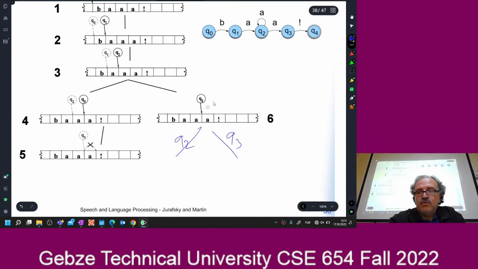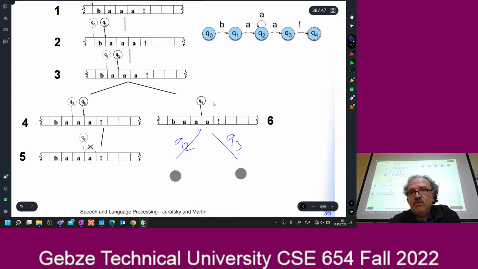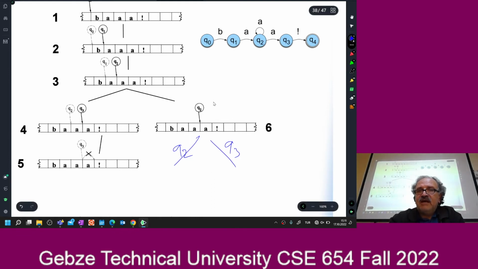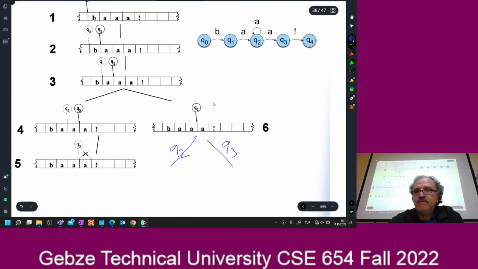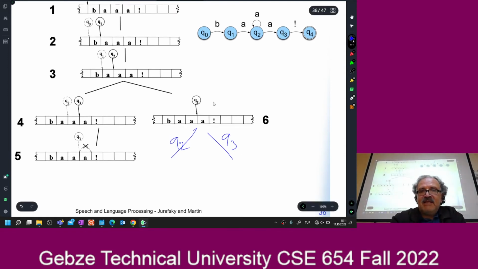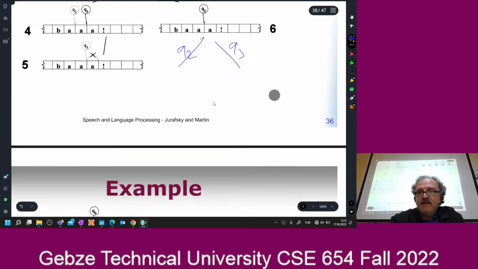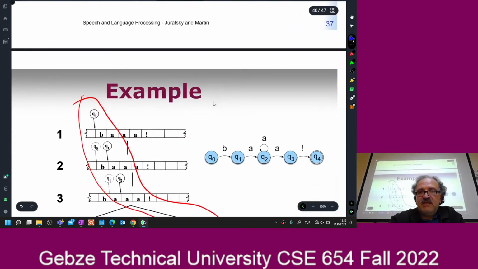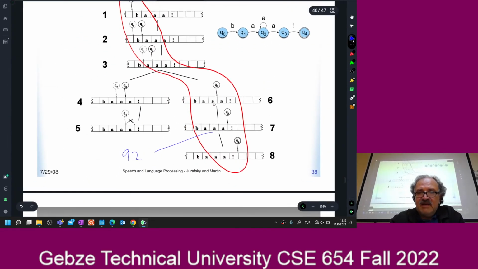I will go to Q2, and again, I have two possibilities with Q2. I can go to Q3, I can stay at Q2. Which one should we do maybe? I think I should do Q3 because I see that it's going to end later. But again, there is a branching here. And I will do that, go to Q3, and I will accept it. I didn't check this other path since I accepted this string.